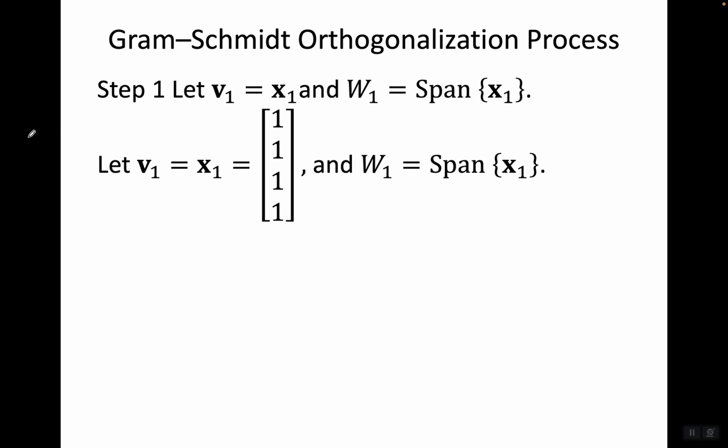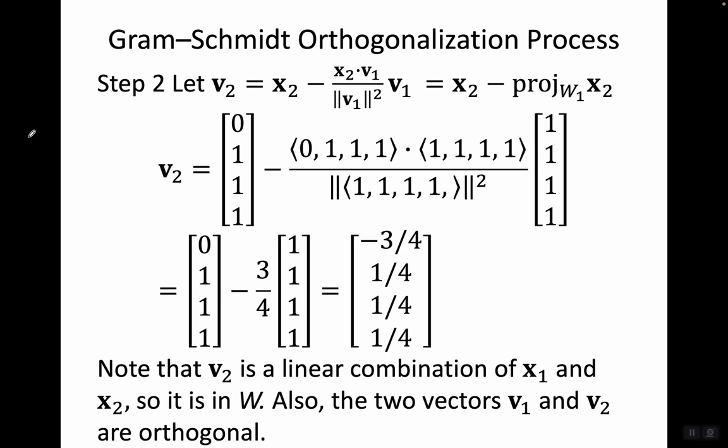So step 1, let v1 equal x1 and w1 be the span of x1. So in this case, v1 is just 1, 1, 1, 1, and w1 again is the span of x1. Step 2, let v2 equal x2 minus x2 dot v1 over the length of v1 squared times v1. In other words, we'd say that x2 minus this term is x2 minus the projection of x2 onto w1, the subspace w1.